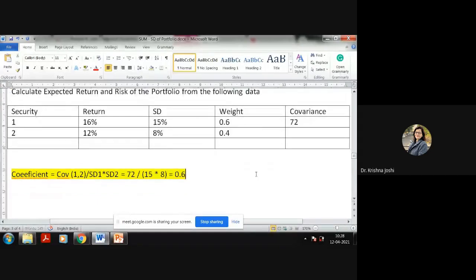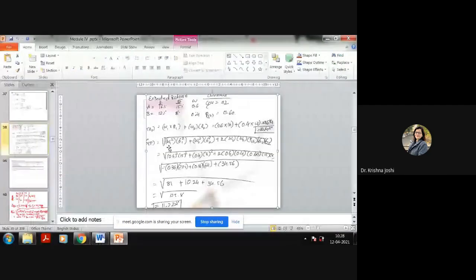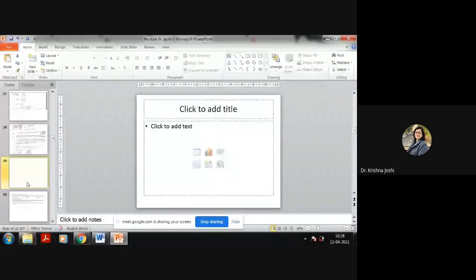Now can we calculate the standard deviation of the portfolio? When we calculate the standard deviation of the portfolio, you will be writing sigma p. I cannot write sigma here, hence I am writing SD. Or we can do this as well. How will we write the answer? We will be writing the answer like this.